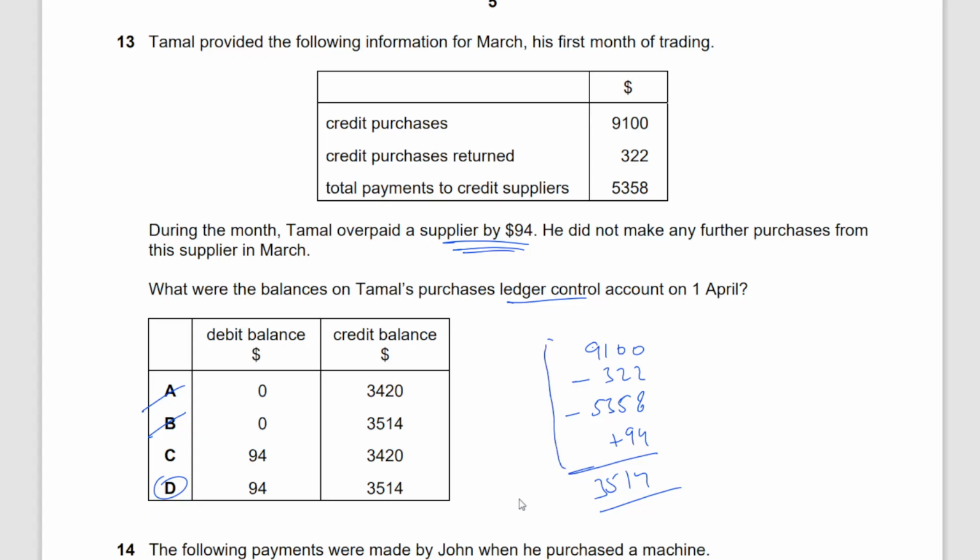Personally, I don't like that method. What you can do instead is make a T account. That is definitely much better than making these calculations. So you've got to know what the format looks like. Do we have any opening balances? None. It's the first month of trading.